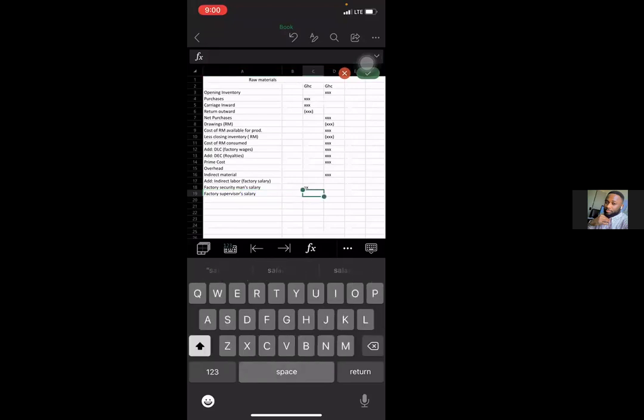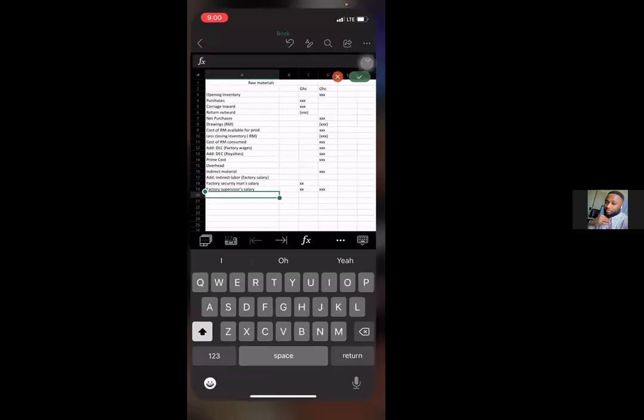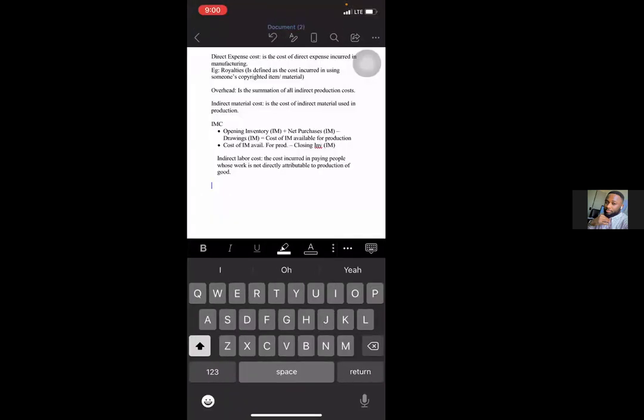We have the amount here. All right. When you sum up, we get total factory register. And then the last one is factory expenses or indirect expense cost.